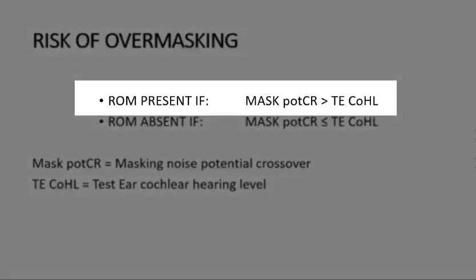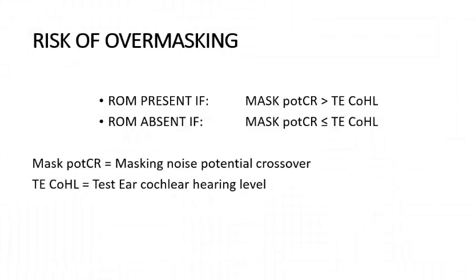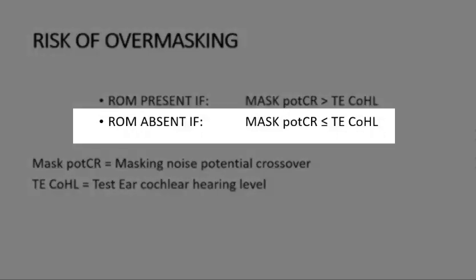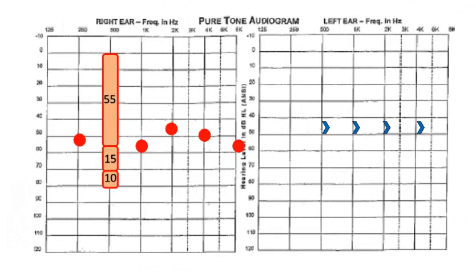The risk of overmasking is present if the masking noise potential crossover is greater than the cochlear hearing of the test ear. The risk of overmasking is absent if the masking noise potential crossover is less than or equal to the cochlear hearing of the test ear. A high level of masking and a high amount of potential crossover alone do not automatically result in overmasking.